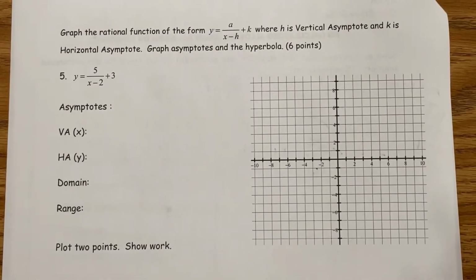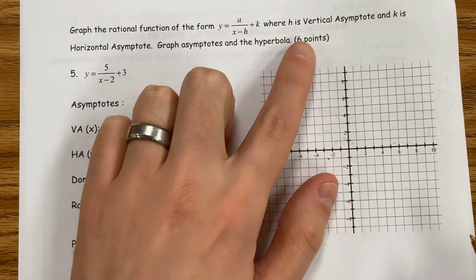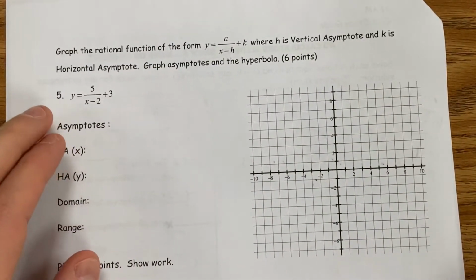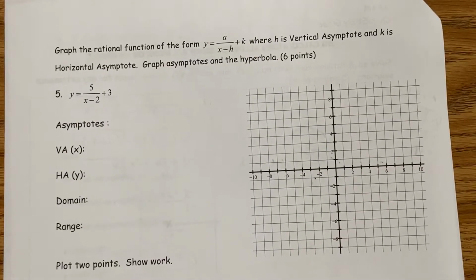So it says to graph the rational function of the form y = a/(x - h) + k, where h is the vertical asymptote and k is the horizontal asymptote. So it says to graph the asymptotes and the hyperbola. So let's do that.